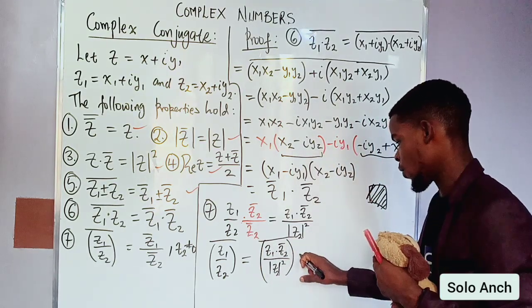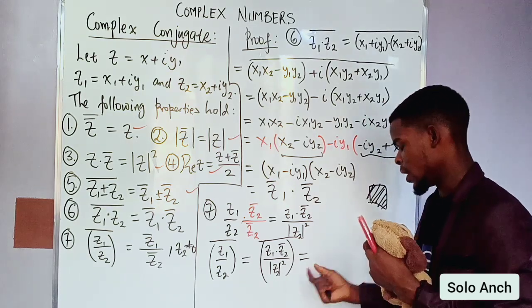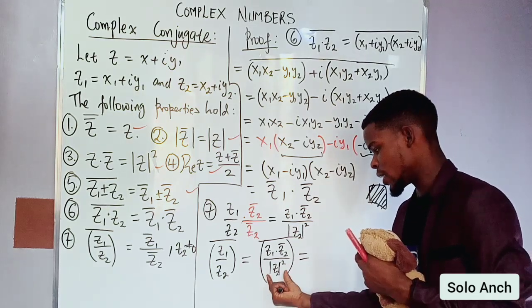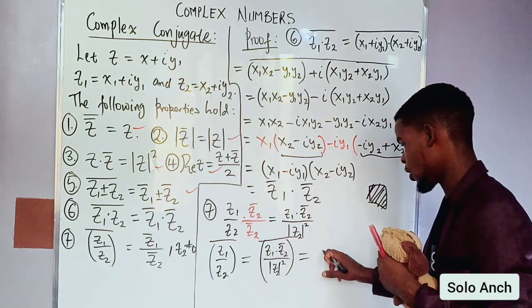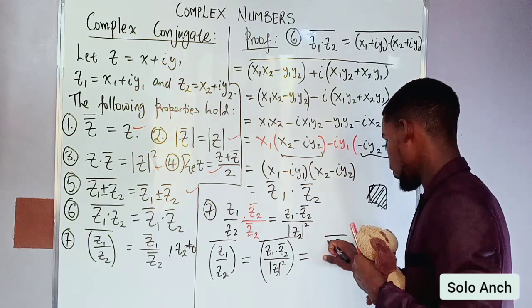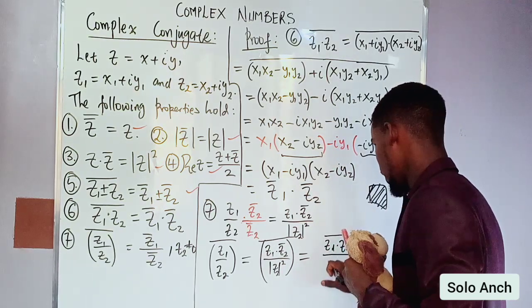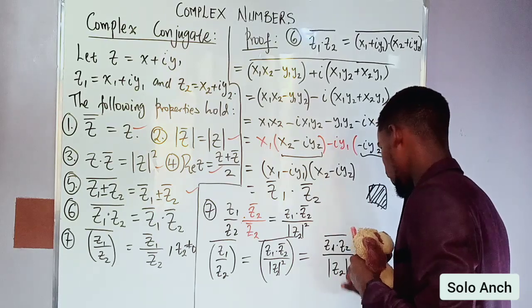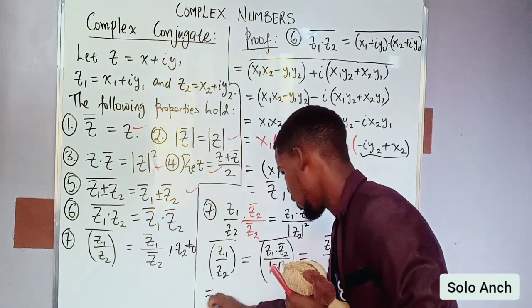Now you notice that from what I just said, the conjugate of this denominator is just there. It's just a real number. So the conjugate of this fraction will be the same thing as the conjugate of the numerator, which means you're going to have the conjugate of z1 times z2 divided by the square of the modulus of z2. Okay, that's nice, isn't it?